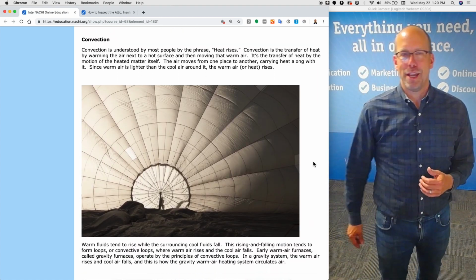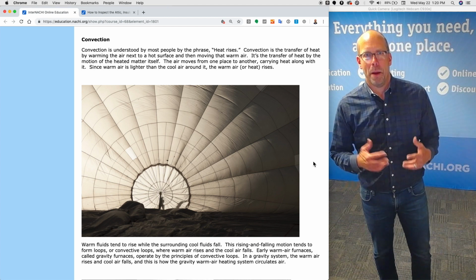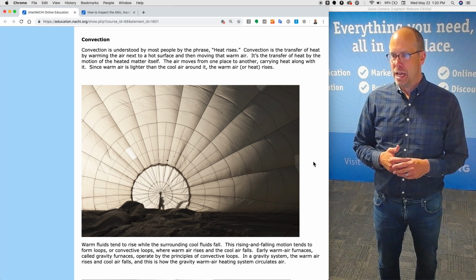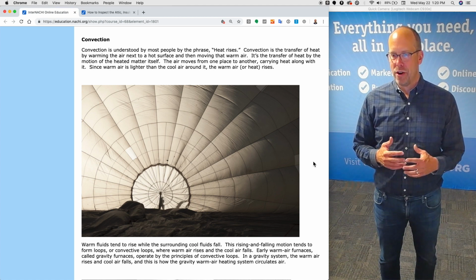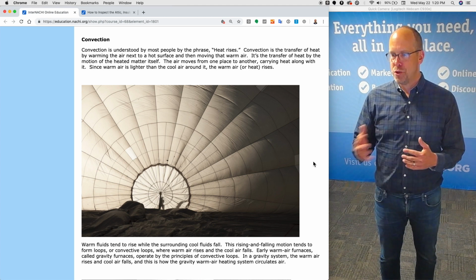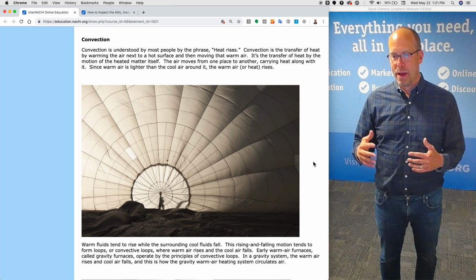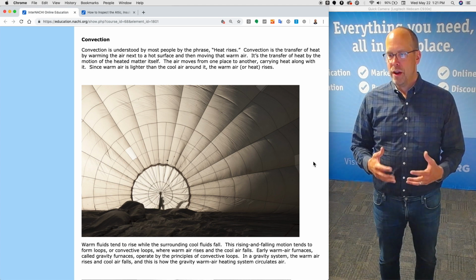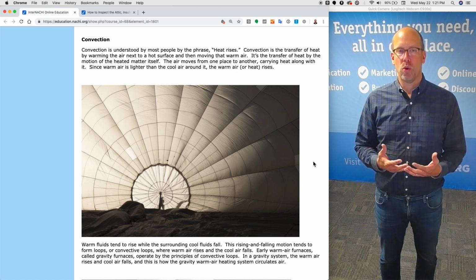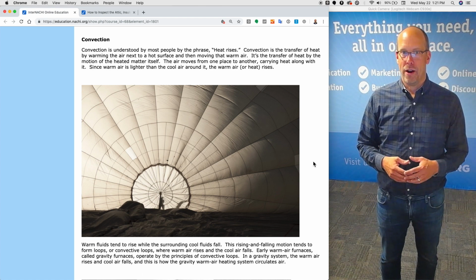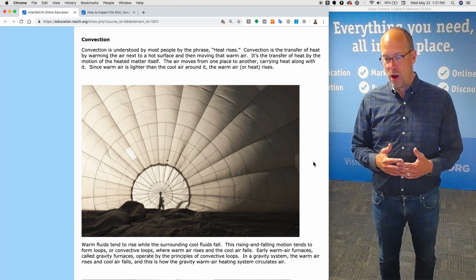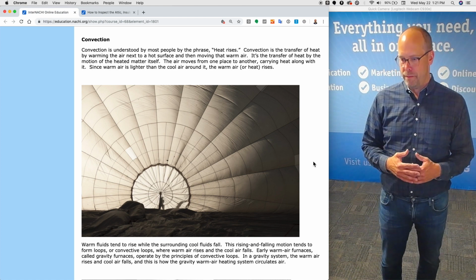Convection. Now, convection is commonly understood by many people through the phrase warm air rises or heat rises. Convection is the transfer of heat by warming the air next to a hot surface and then moving that warm air. It's the transfer of heat by the motion of the heated matter itself. The air moves from one place to another, carrying heat along with it. Since warm air is lighter than cool air around it, the warm air, or heat, rises. Warm fluids tend to rise while the surrounding cool fluids fall.